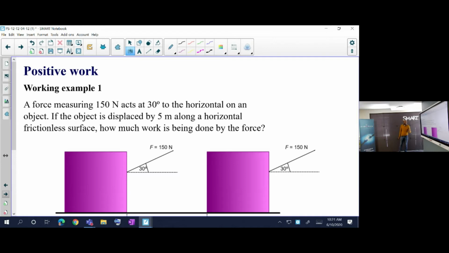If the object is displaced by 5 meters, now we have a displacement, which is the distance covered, 5 meters along a horizontal frictionless surface. Frictionless is very, very important as well. This word means that there's no friction, so the object will just move freely. Even though there is a minimum friction happening there, we have to ignore it. That is why they said frictionless surface. How much work is being done by the force?